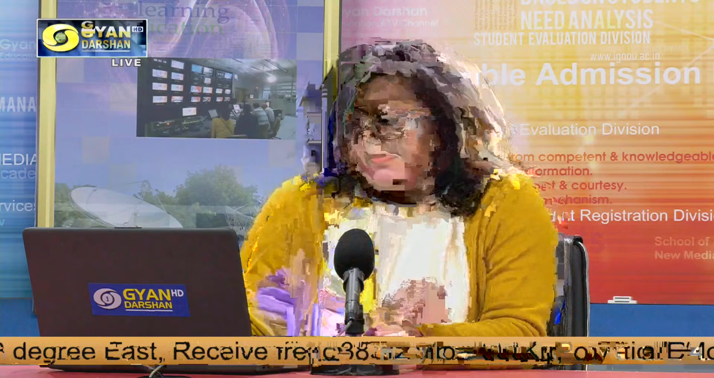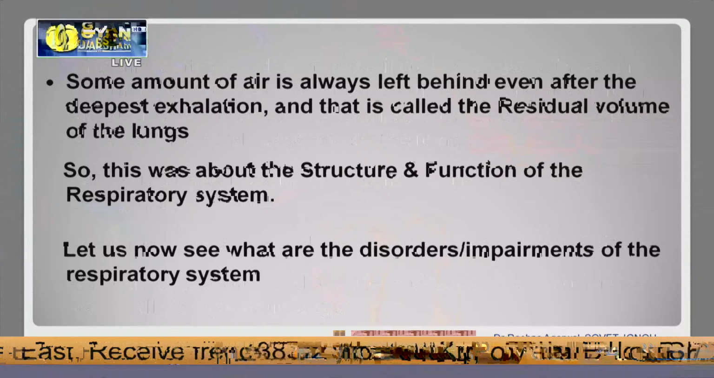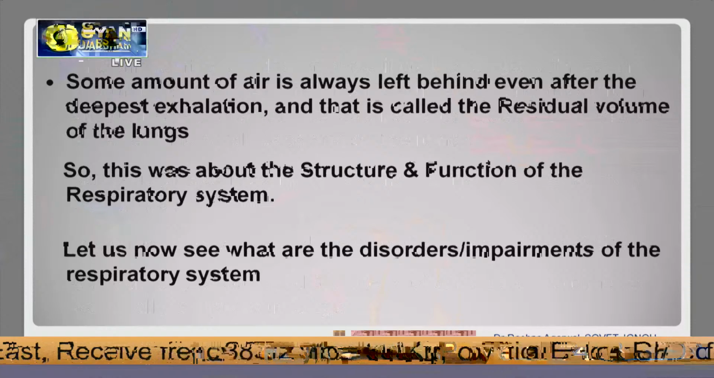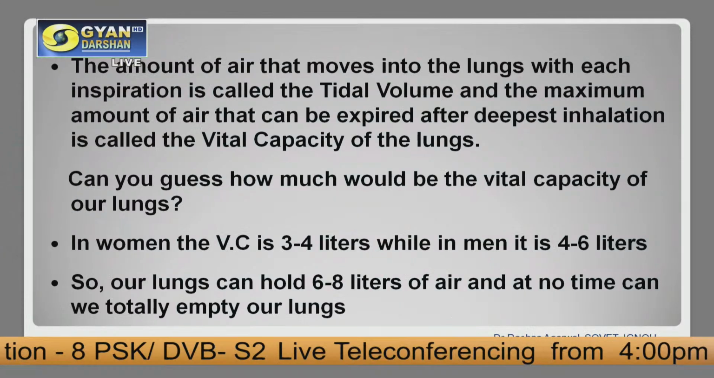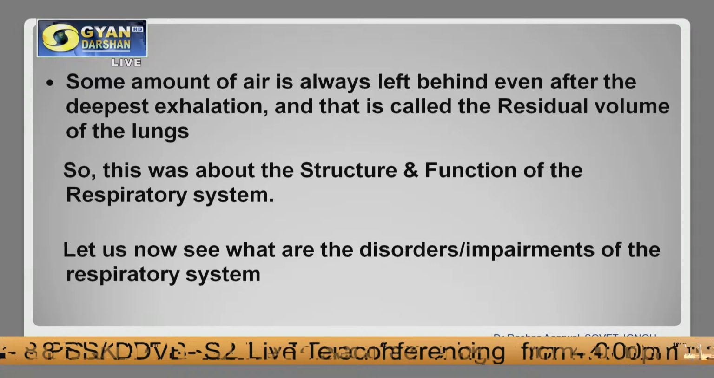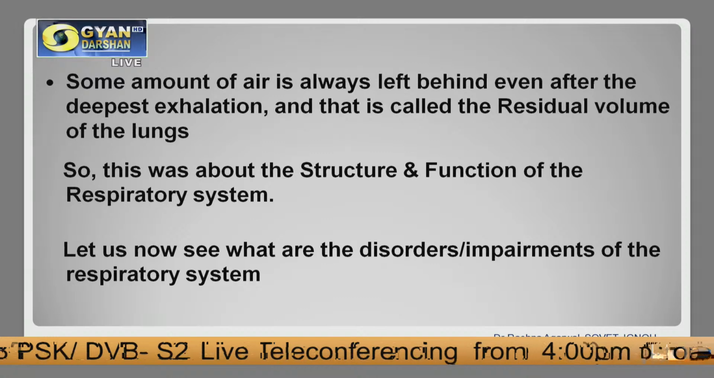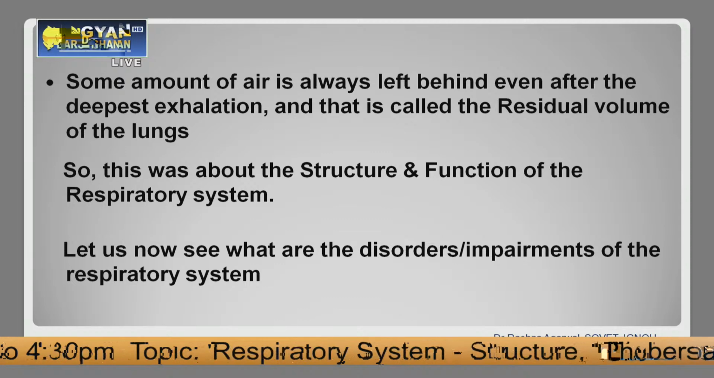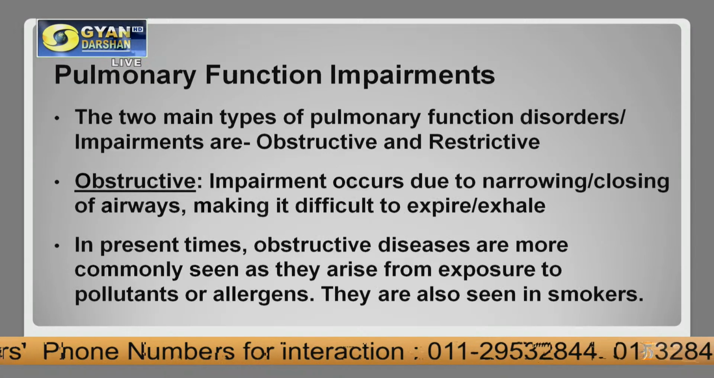Then we have also here seen what is the tidal volume. Tidal volume is the amount of air that is exchanged during the inhalation process, that is, taking in and taking out. Now some amount of air is always left behind, as I have already explained, in the respiratory system. Now let us quickly see what are the various kinds of disorders or impairments of the respiratory system.